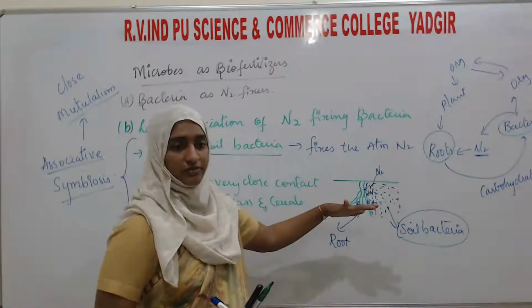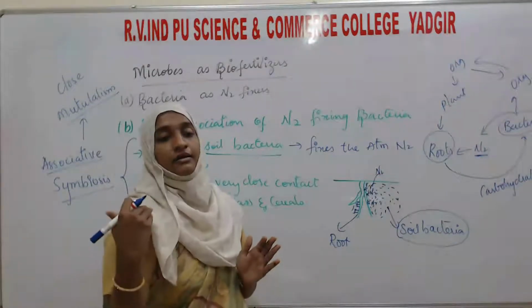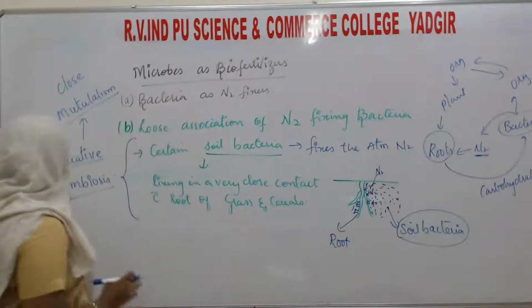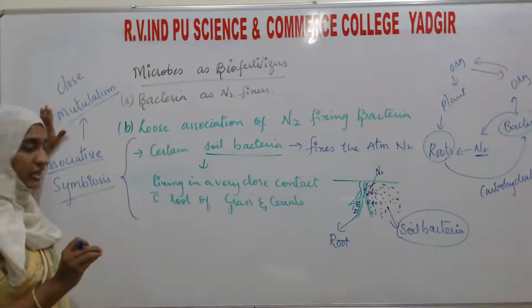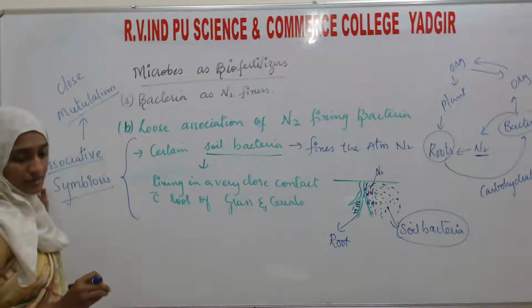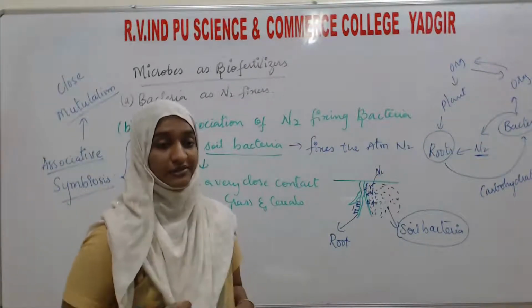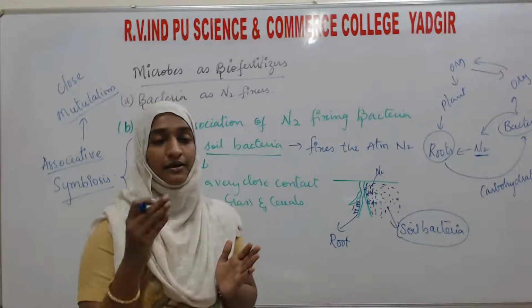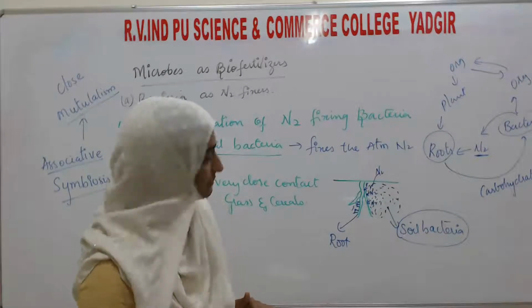Both are beneficial. They are living in close contact, as well as being helpful to each other. Living in close contact is known as close mutualism or associative symbiosis. So let's see some of the examples, which bacteria are in close mutualism with which plant. Some of the examples we will discuss here.